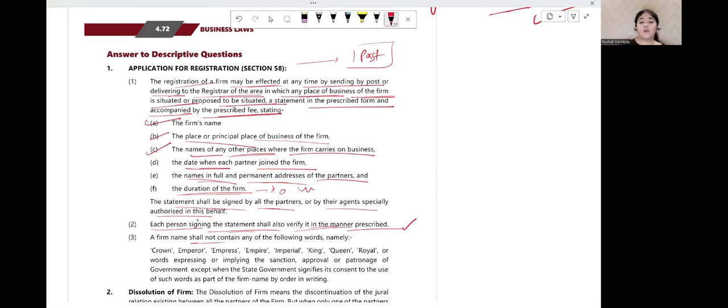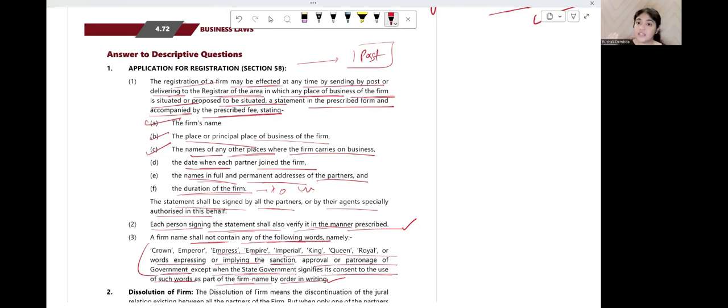A firm name shall not contain any of the following words. These words should not be included in the firm name. Okay. What are these words? Crown, emperor, empress, empire, imperial, king, queen, royal, or words expressing or implying the sanction, approval or patronage of government, except when the state government signifies its consent to use such words as a part of the firm name by order in writing. You can't use these words plainly. If you want to use this, you have to take the permission of the government.